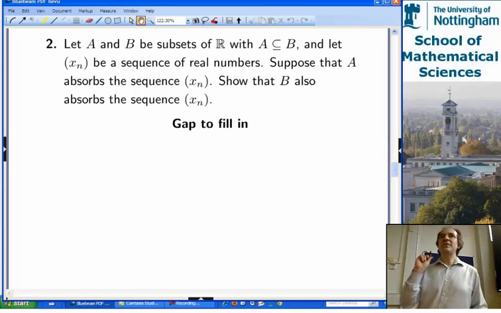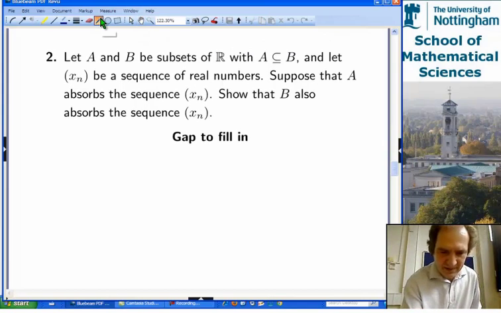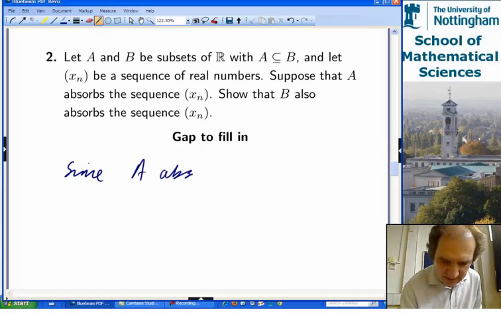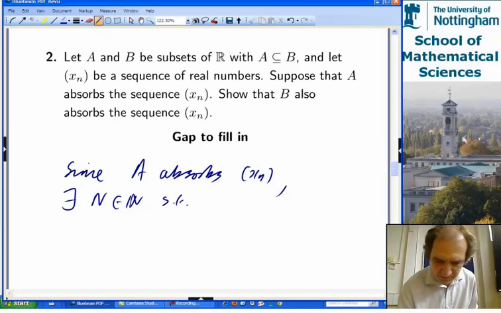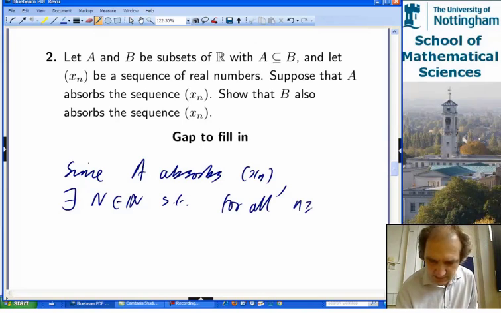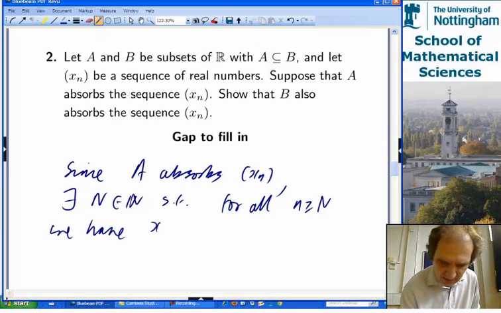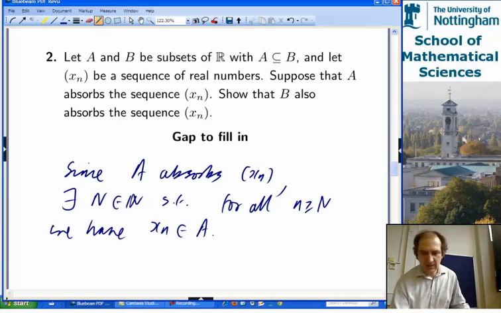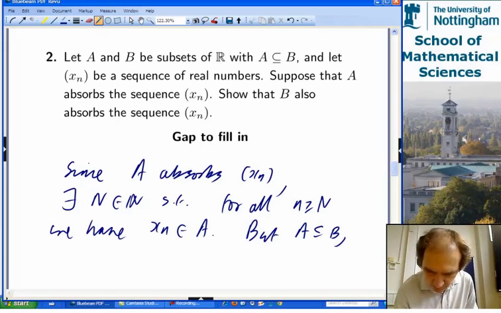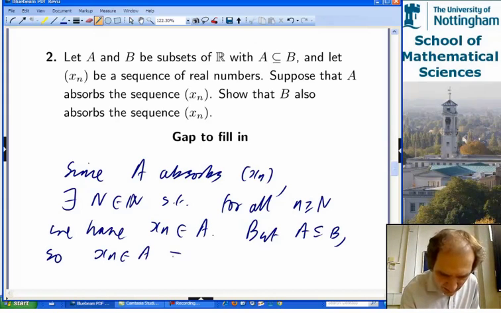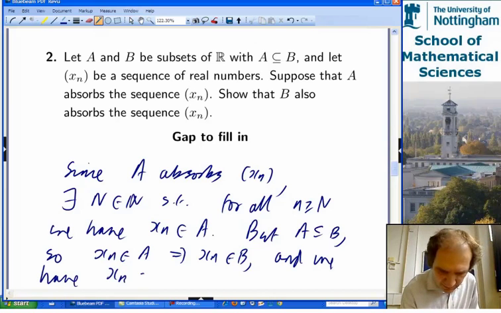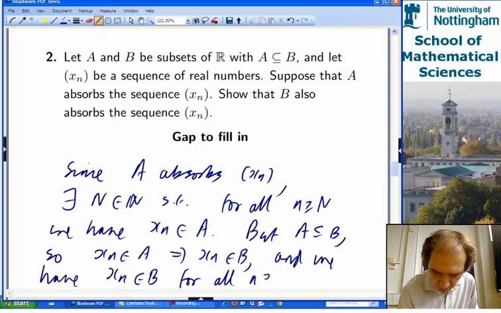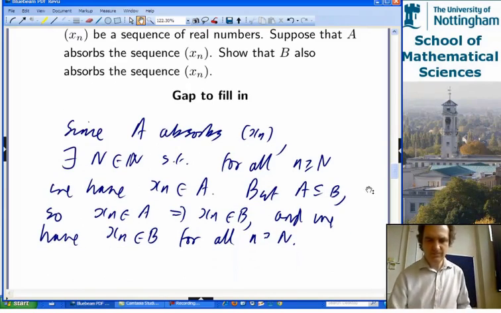Okay, let me do questions 2 and 3 for you to show you how this works. Question 2 is as easy as you think it is, but you do have to write something down. So, since A absorbs xn, there exists a natural number M such that for all terms from then onwards, we have xn is in A. But A is a subset of B. So xn in A implies xn is in B, and we have xn is in B for all n greater than capital M. And so B absorbs xn as well.